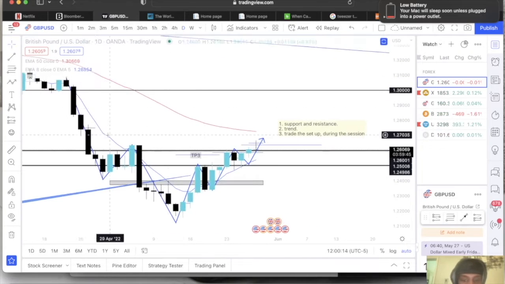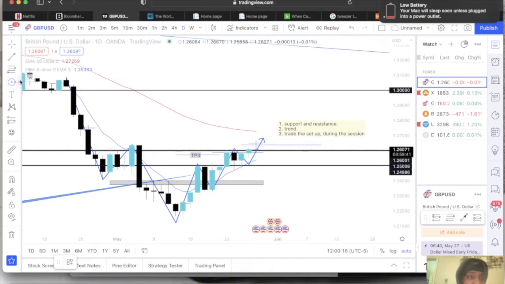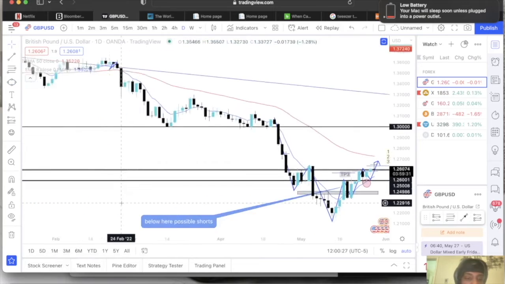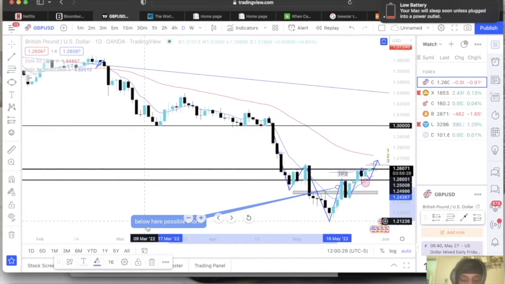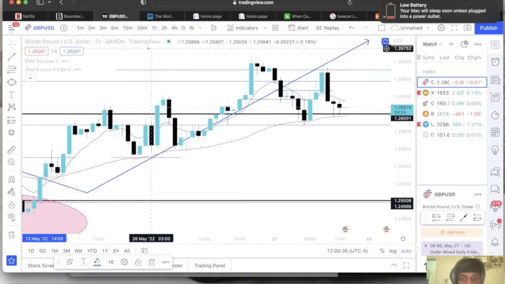Give me a second. Let me actually mark this up. If my charts is choppy, trust me, it's not, because my charts is pretty clear. Okay, possible shorts here. I didn't say there was gonna be short. Possible shorts.